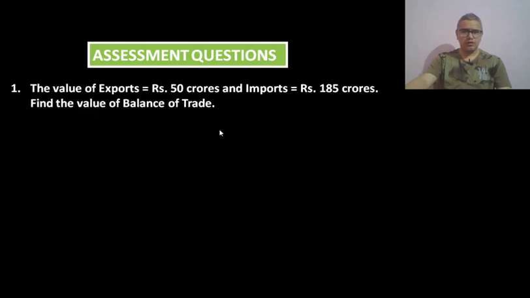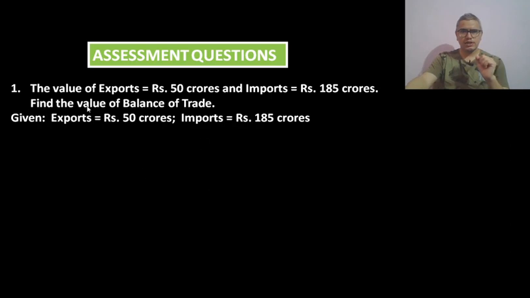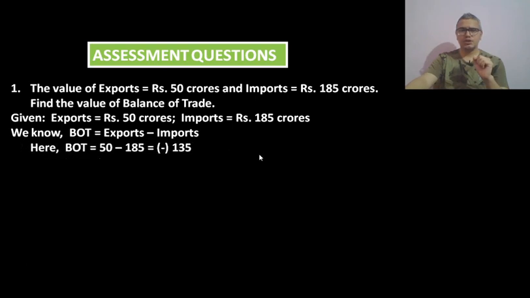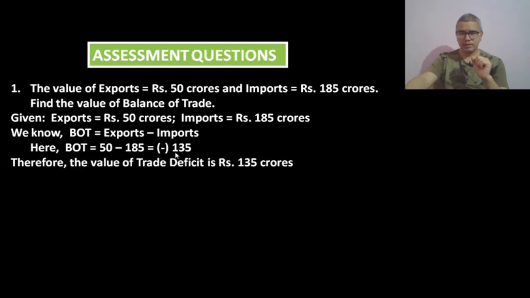In the first two questions I've dealt with one particular type of question, where you are asked to find balance of trade and the value of exports and imports is given in the question. Here we see in this question the value of export is 50 crores and import is 185 crores, and we know the formula for calculating balance of trade is exports minus imports. So easily we can find the balance of trade, that is BOT equals exports minus imports. We get minus 135. So whenever we have this minus sign over here, it means that there is trade deficit.